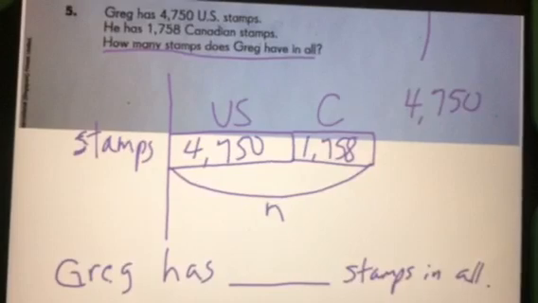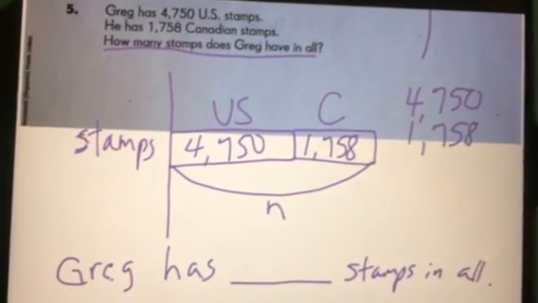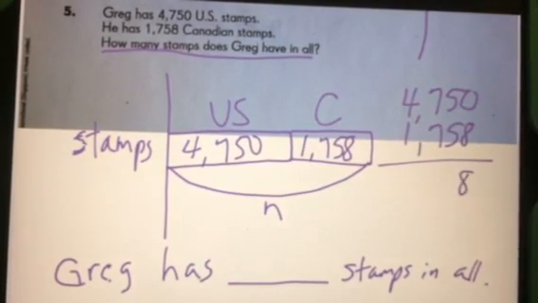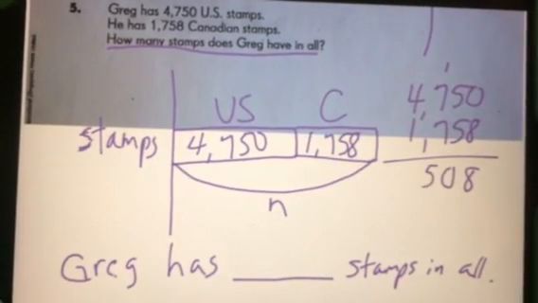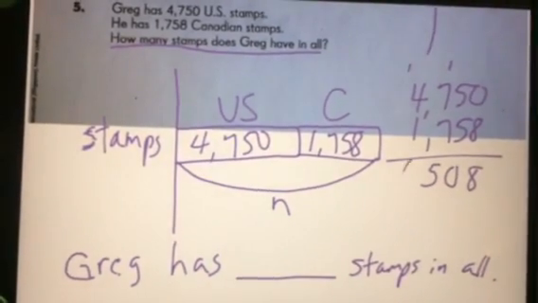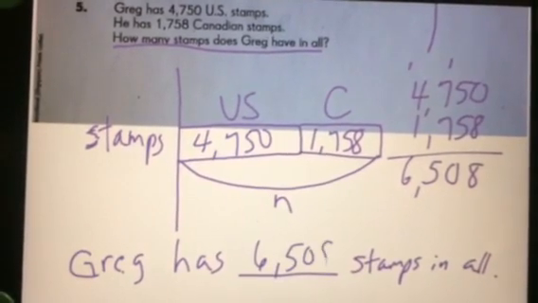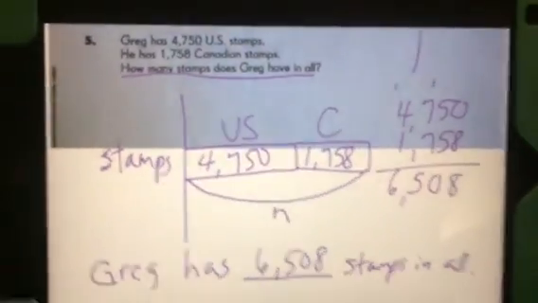So all you're doing is adding the two numbers together. So your answer should be, look at my regrouping as you add. Check your regrouping and make sure you came up with 6,508 stamps in all. Does it make sense?